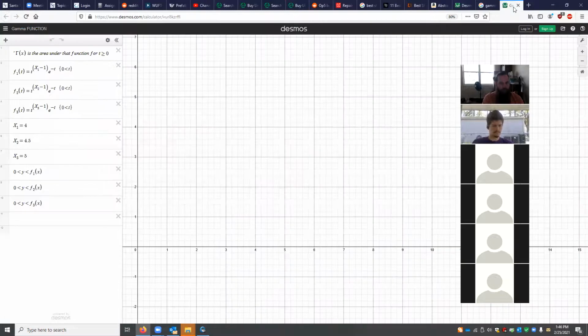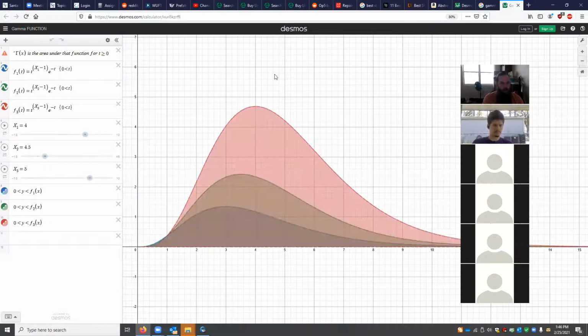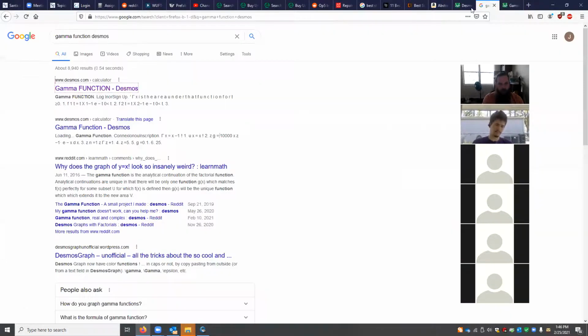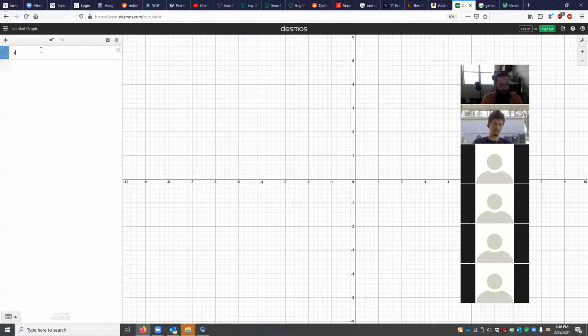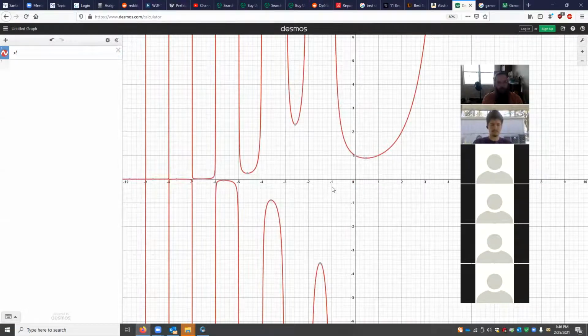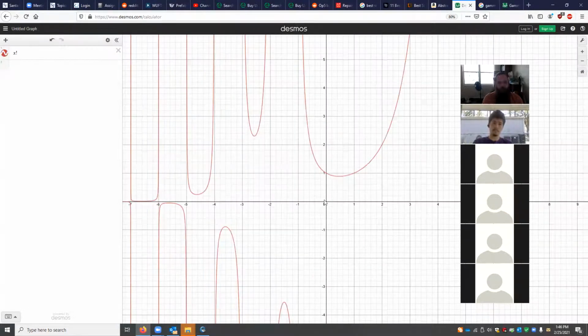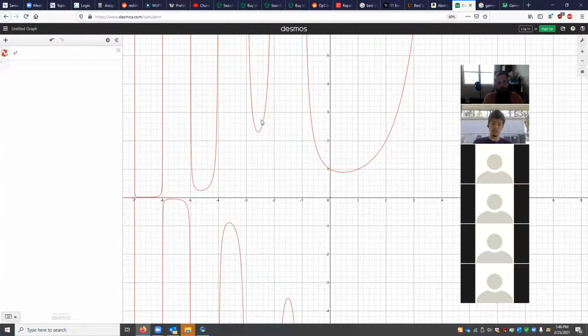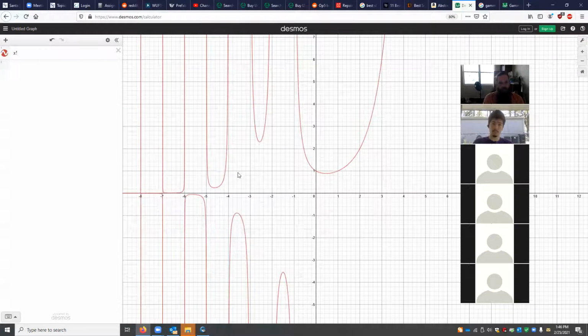We got here. This is not what we want. Oh, let me just try this. Yeah, there we go. All right, so it'll graph gamma if I ask it for x factorial. This is pretty cool. At negative integers, you actually have vertical asymptotes. It's very, very weird.